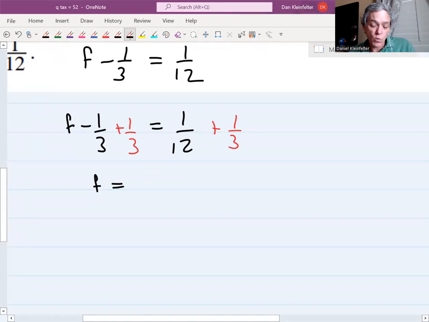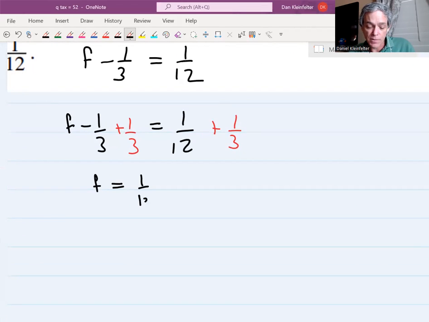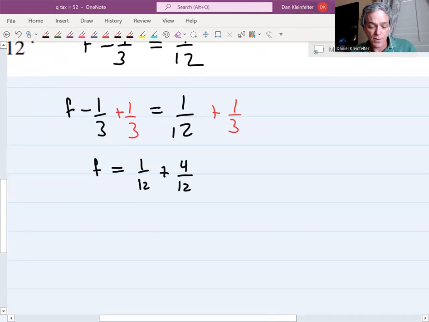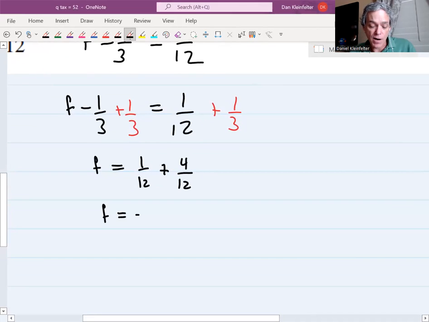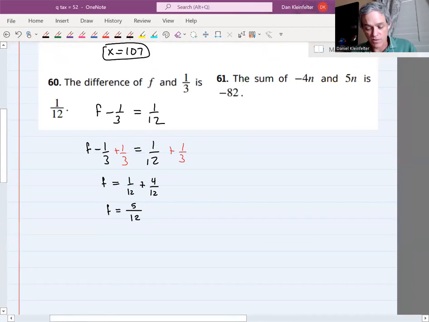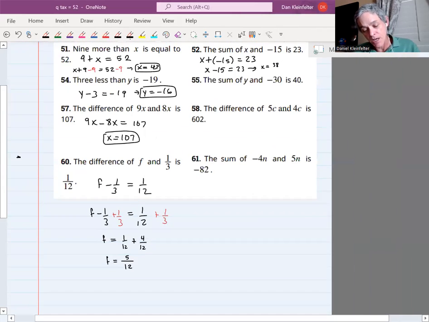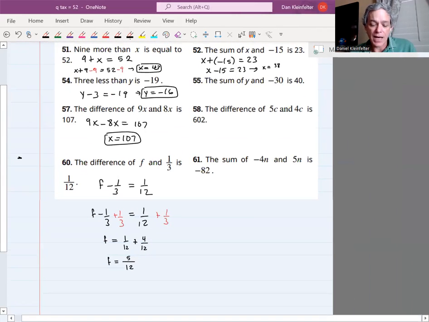On the right side, 1/12 plus 1/3. Our new denominator is going to be 12ths, so that'll be the same as 4/12ths, our 1/3. So then adding, our f will be 5/12ths. Okay, and that will do it for that example. Translating from English into math.